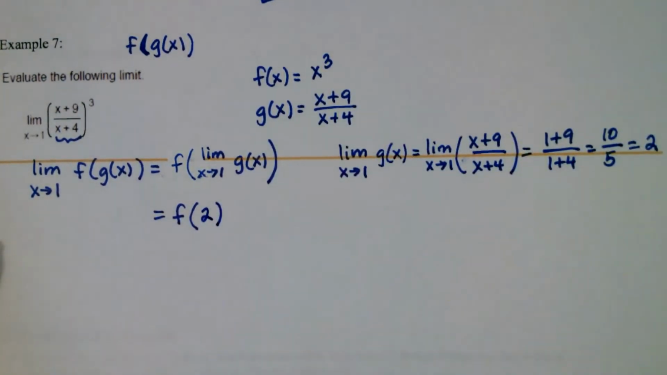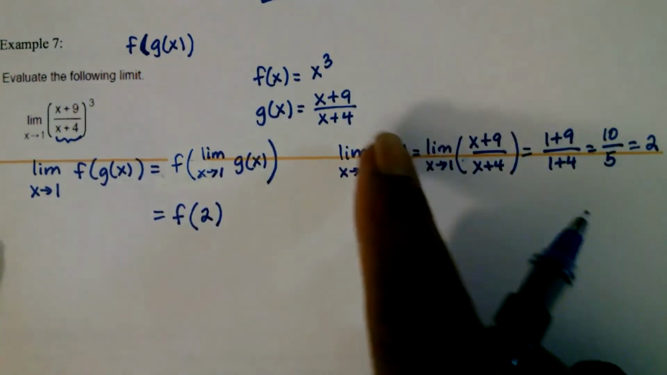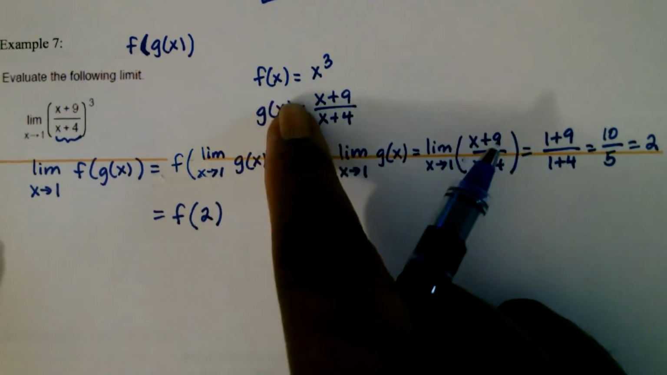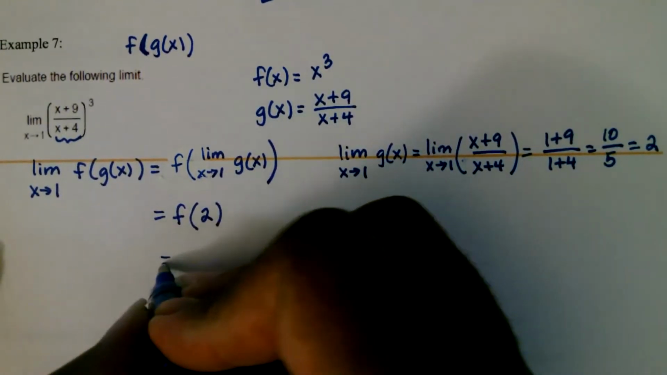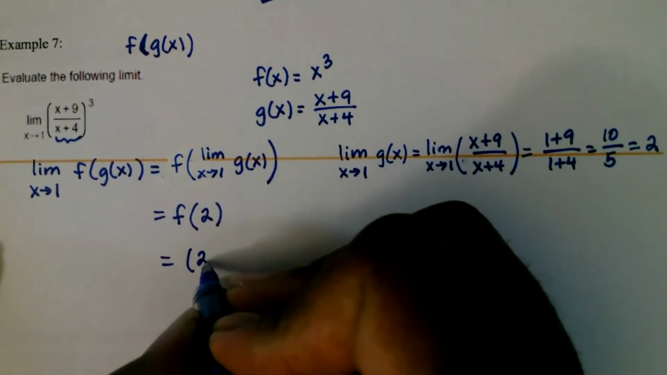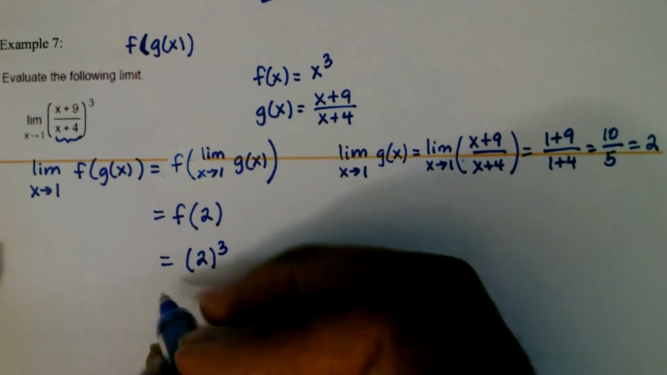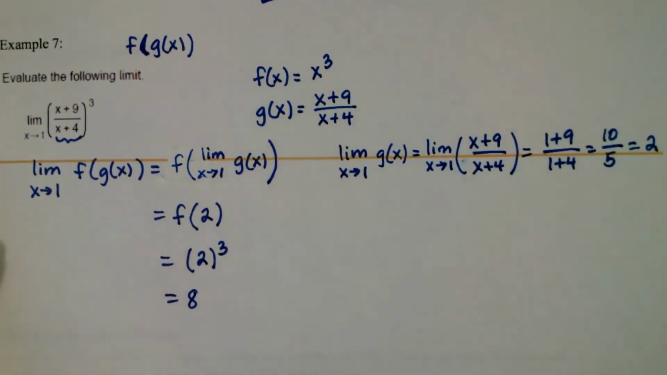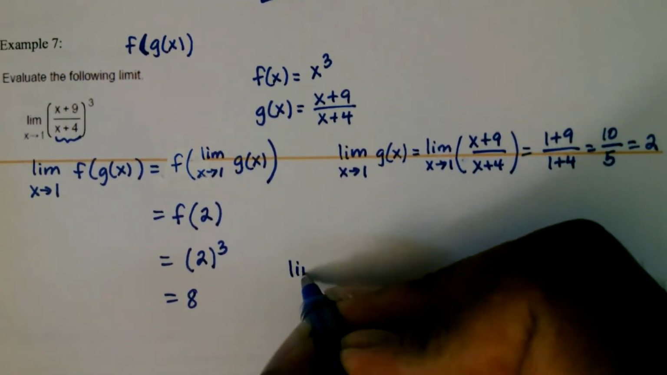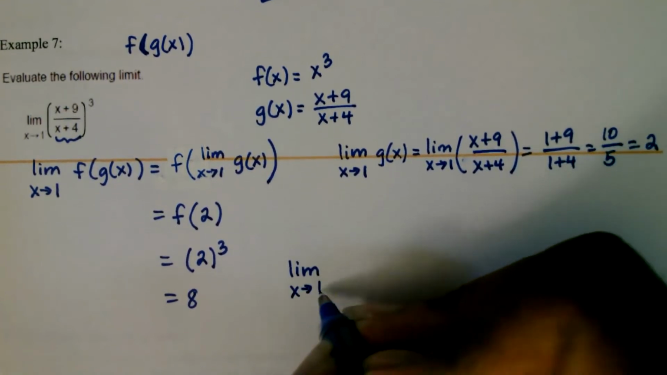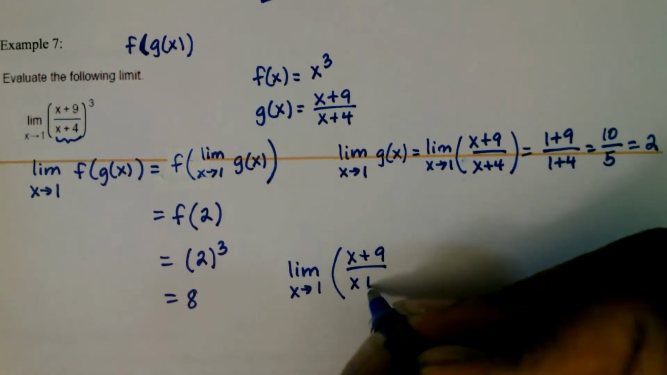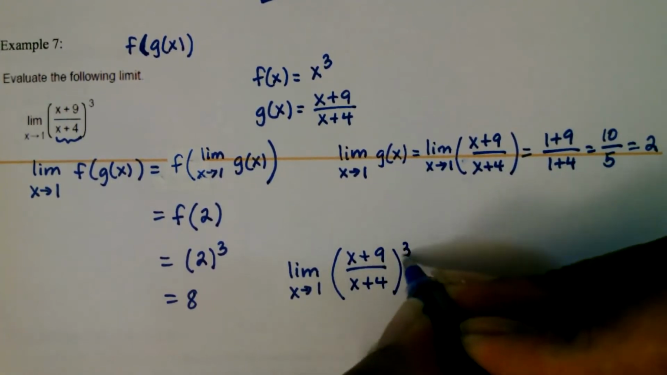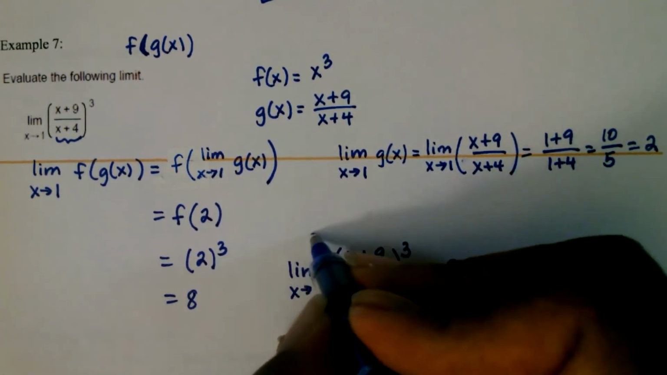So I'm going to evaluate f of 2. Now f of x is equal to x cubed, and x is equal to 2. So let me substitute the x in f of x with 2. It'd be 2 to the third, or 8. And that would be the final answer there. The limit as x approaches 1 of (x plus 9 divided by x plus 4) cubed is 8.